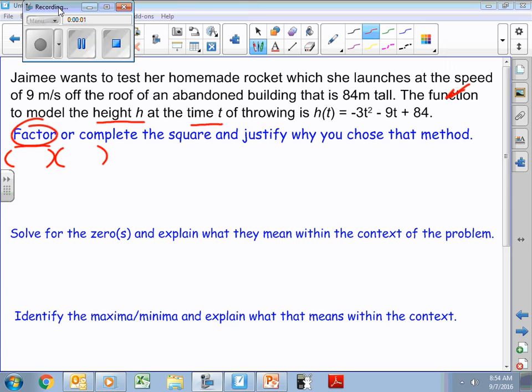Standard form? No parentheses. The minute you see it just strung out like this, it's in standard form. How do we know if it's in factored form? Yeah, you've got to add parentheses.